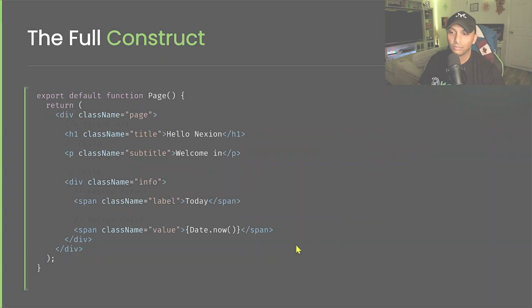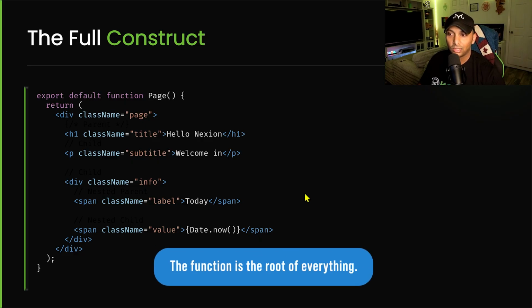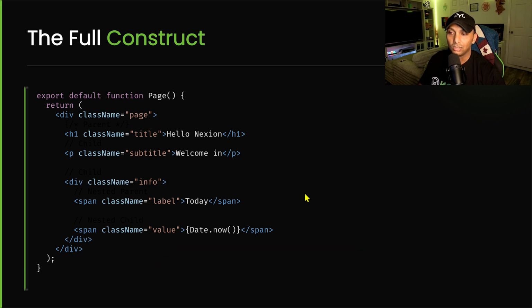All right, so here's what the full construct looks like, right? So here we have the class name of page. So that one's pretty simple, right? So we know that's going to be a parent. And then we have H1 class name title. The title is going to be Hello Nexion. We know that's going to be a child. We know the paragraph below it's going to be a child as well, because they're indented and rolled underneath the division, right? So it's going to be a parent and then two children.